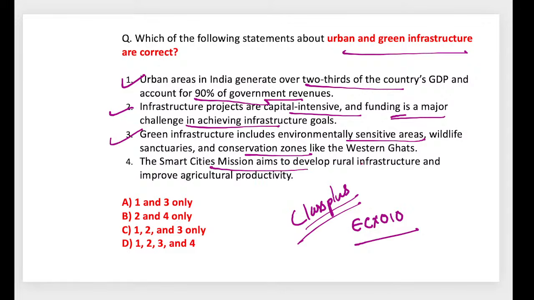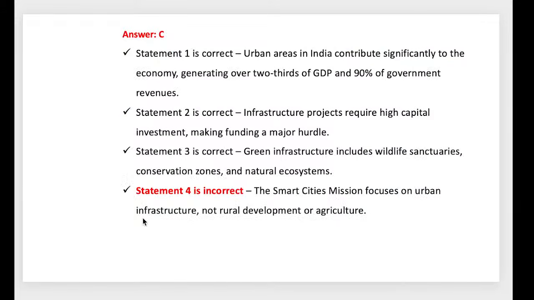Smart Cities Mission aims to develop, it is for the urban areas. ठीक है, this is wrong. ठीक है, smart city आपका we have urban. So 1 2 3, 1 2 3 means आपका C will be the right answer for this particular one. ठीक है, focus on urban infrastructure, not on the rural infrastructure, right?